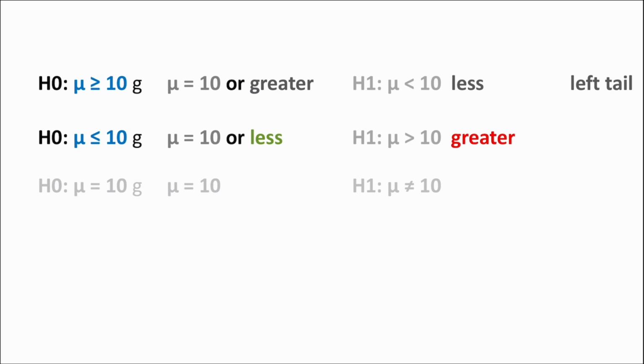So if your null hypothesis looks like this, particular value or less, then the alternative hypothesis will be larger or greater than the particular value. So greater, it's the right side. And therefore, the tail that you should use for computing the p-value will be the right tail, and therefore the test is also called the right tail test.